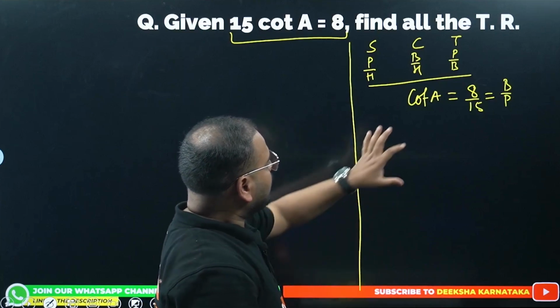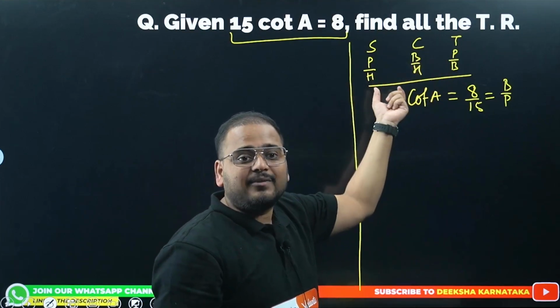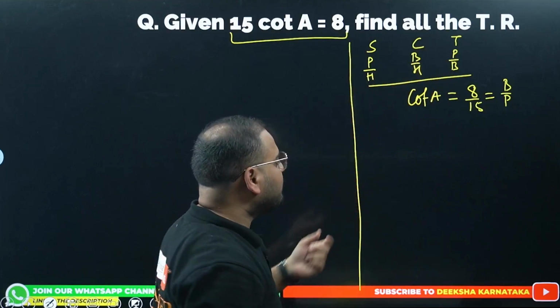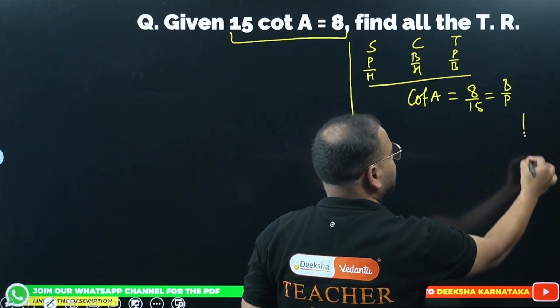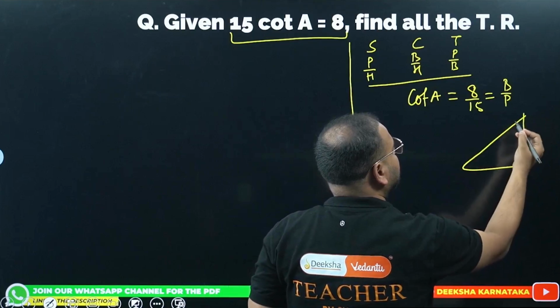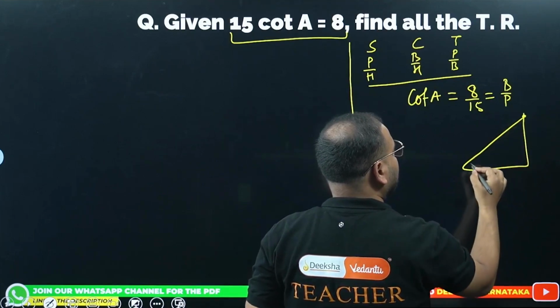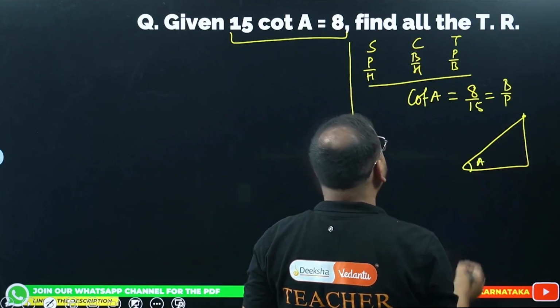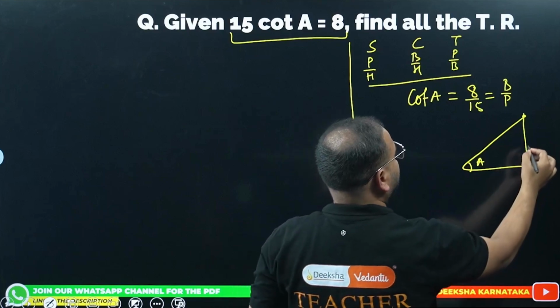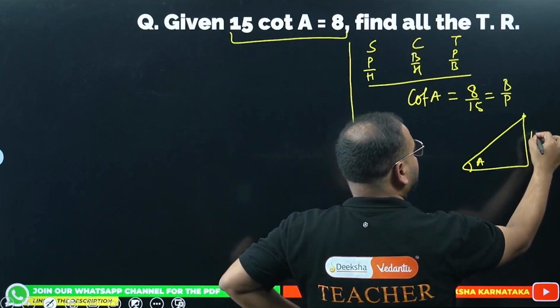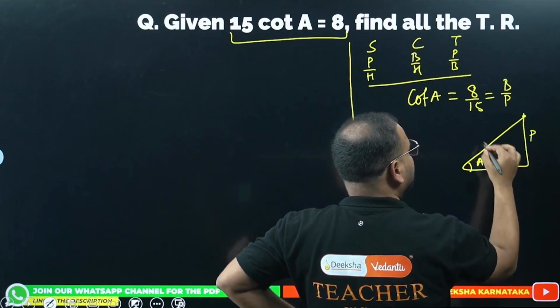So to use these ratios, I need the missing H value. For any right angle triangle, let's say this is my reference angle A, and this is my perpendicular, this is my base, and this is my hypotenuse.